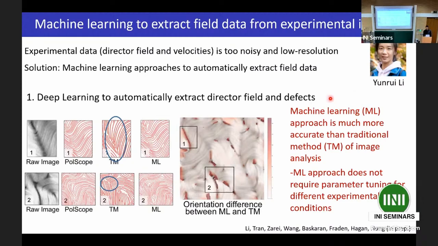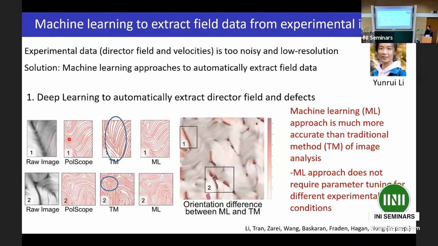Basically, what happens is the traditional method is easily fooled when you have a large gradient in the director field. And in particular, when those gradients sometimes are false gradients arising because of changes in illumination, either because the system is going out of focus or because of gradients in illumination across the sample. The machine learning method is much less likely to get fooled by that. This is just showing a couple of examples.